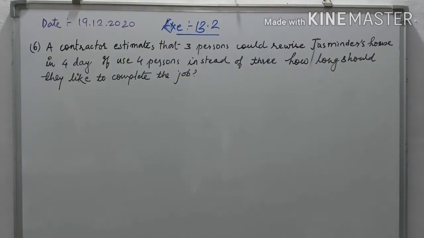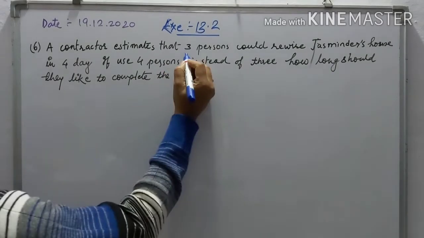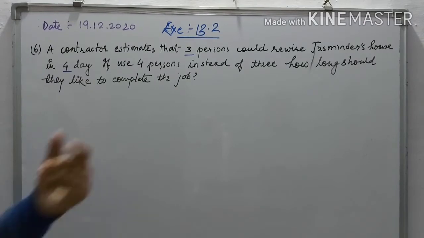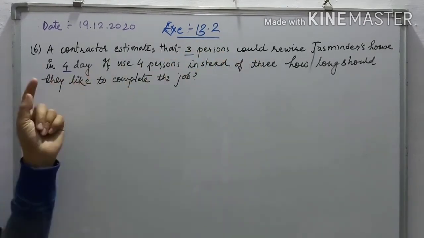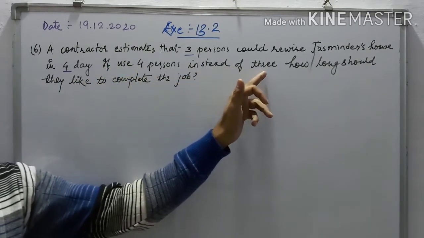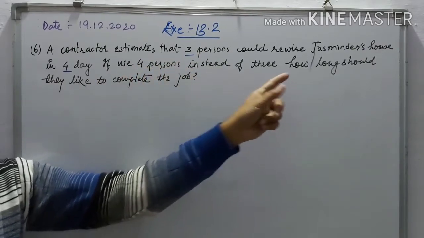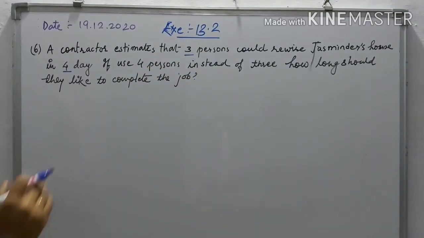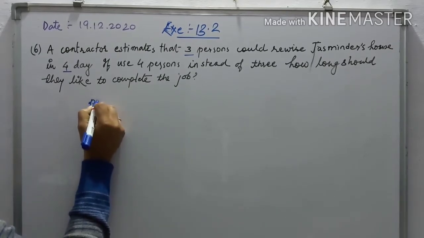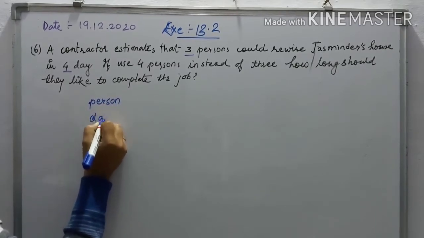Question number 6: A contractor estimates that 3 persons could finish Jasminder's house in 4 days. Okay, it means 3 persons will work on the house of Jasminder for 4 days. If we use 4 persons in place of 3 persons, how long will they take to complete the work? So you make a table: first is person, and second is day.